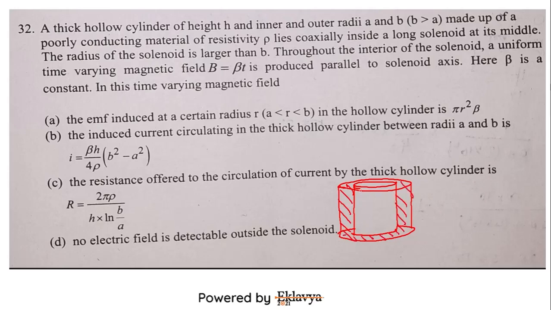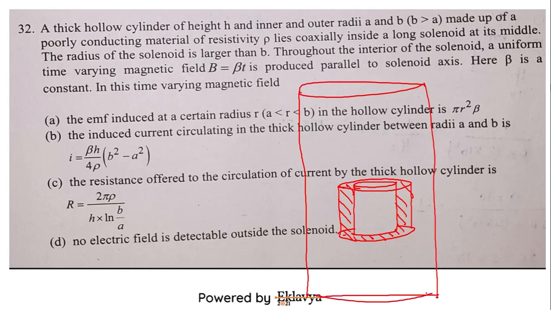Okay, so this cylinder is placed inside a solenoid, and that solenoid is producing a magnetic field. It's uniform, but it is varying with time. So it's producing a magnetic field like this.